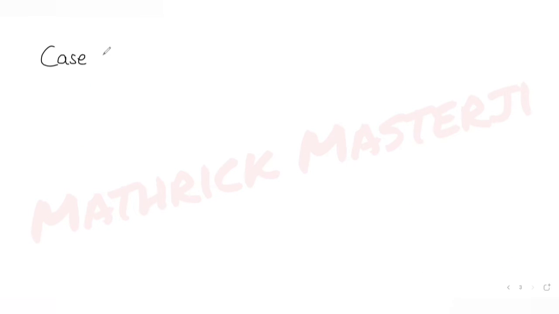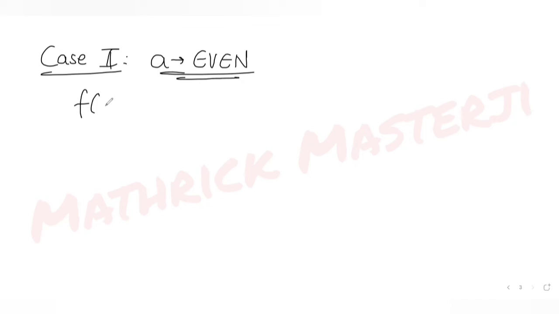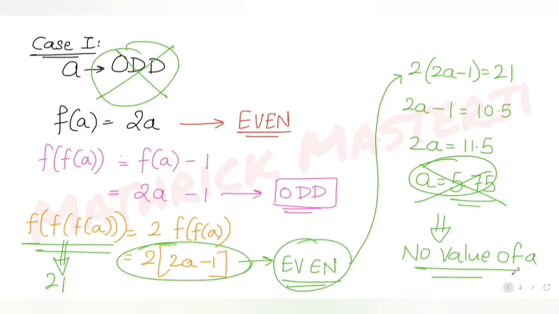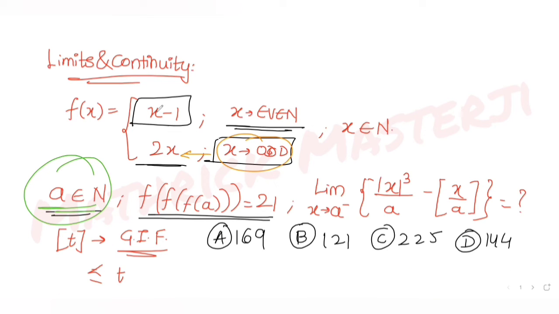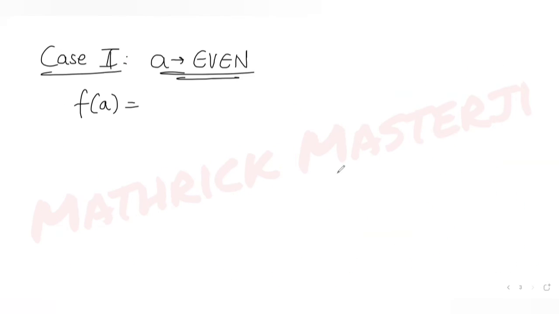So when I have case 2, let's say a is an even natural number. So when a is an even natural number, the first function f of a, I know for even, it becomes x minus 1 for f of x. So f of a would become a minus 1. Now since a is an even number, any even number, if you subtract it by 1, you get that being odd. So this function becomes odd.